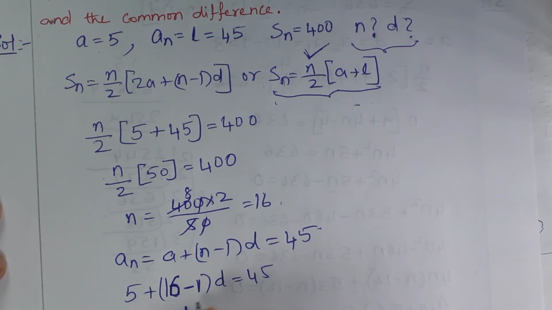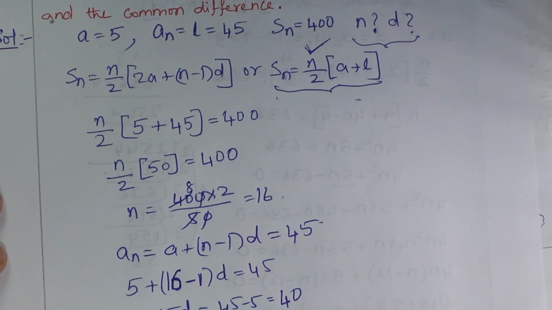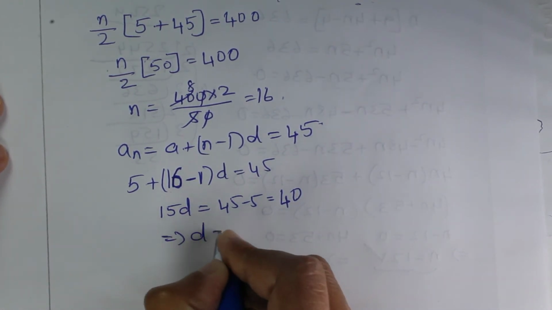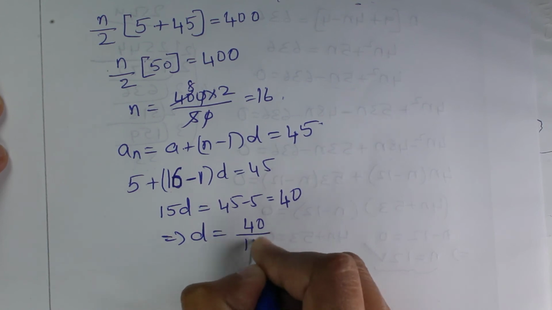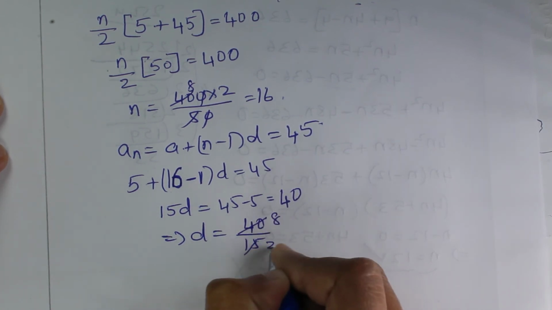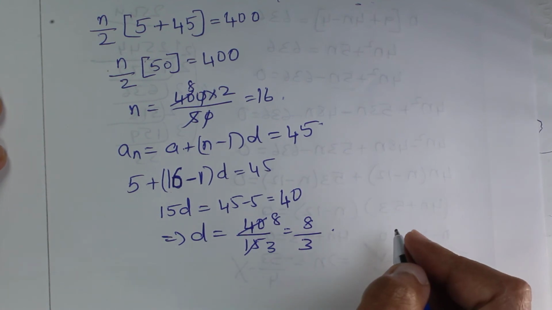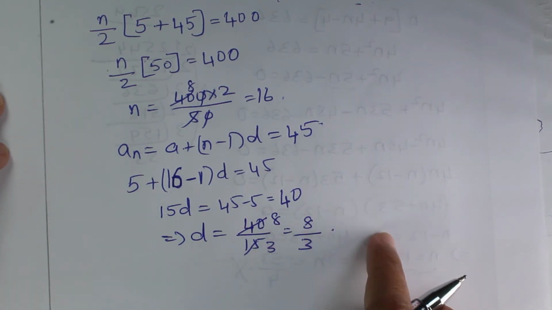15d is equal to 45 minus 5. That is equal to 40. That implies d is equal to 40 by 15. 5 8s are 40, 5 3s are 15, so d is equal to 8 by 3. So the common difference for this problem is 8 by 3.